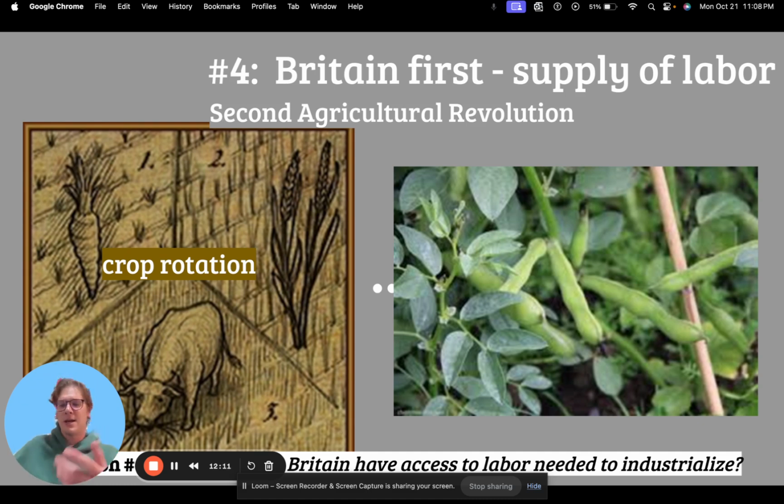So they created this idea of something called crop rotation. And they came to this realization that there's two types of crops. You have summer crops and you have winter crops. Okay, and these winter crops are planted in the fall and they grow during those winter months and you harvest them in the spring.